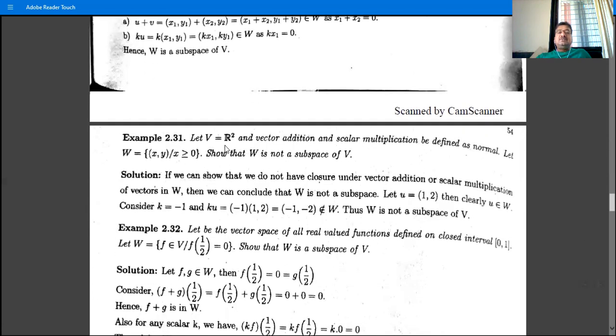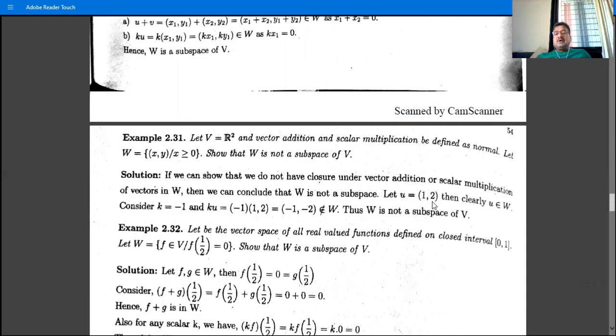So V is equal to R2, a vector space under the usual addition and usual multiplication. Let W be the set of (x, y) such that x is greater than or equal to 0. Show that W is not a subspace of V. So I have to give a counterexample. That is, we have to show this W is either not closed for addition or not closed for scalar multiplication. So here, W is not closed for scalar multiplication.